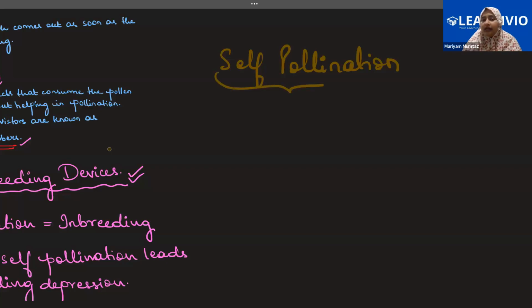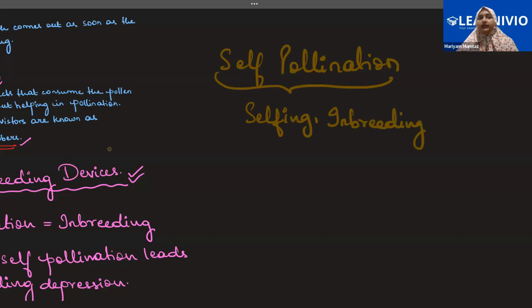Autogamy. The other name for this self-pollination is selfing, or it is inbreeding. Now we know that during the process of self-pollination, the characters are coming from the same type of plant, right? So the offspring will be the exact copies of the parents. There will be no new characters introduced into them. Okay, no new characters will be introduced.